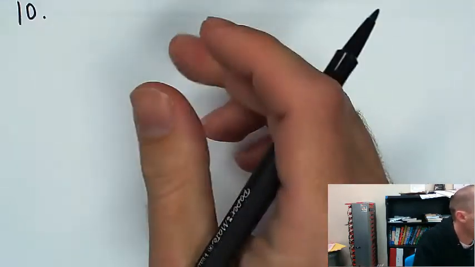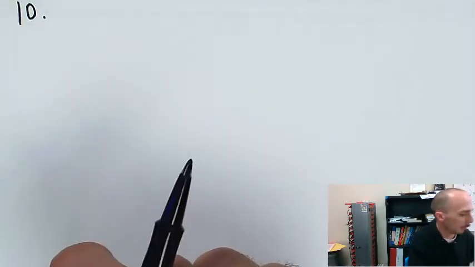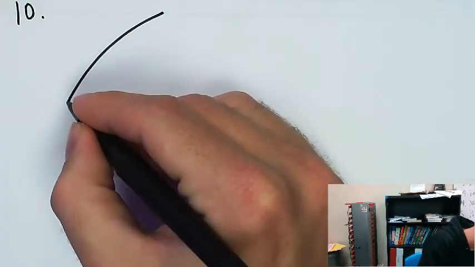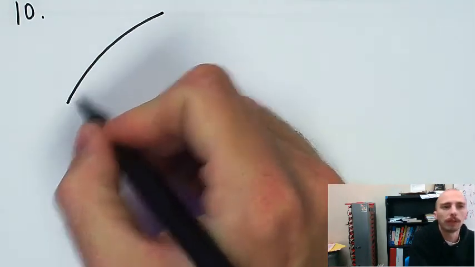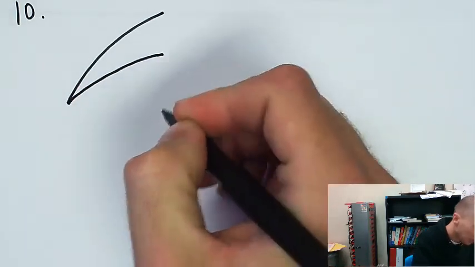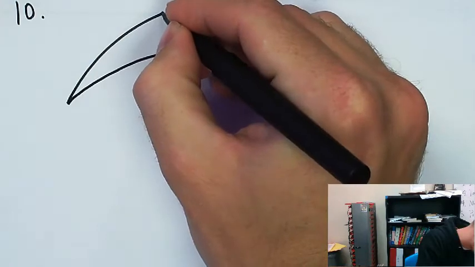Okay, and I'm going to need another color too. All right, so I'm going to draw B. And I might draw a little more exaggerated version of it so that you can see what's going on here. All right, yeah, about like that.